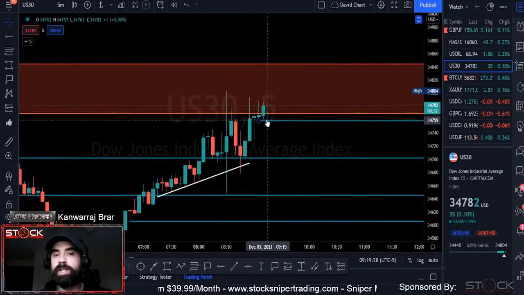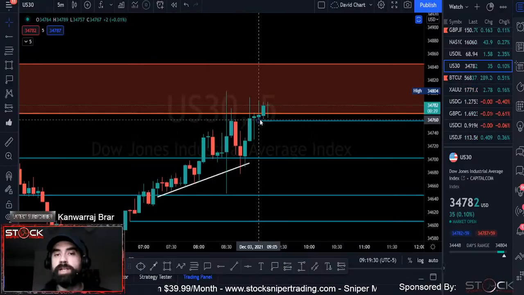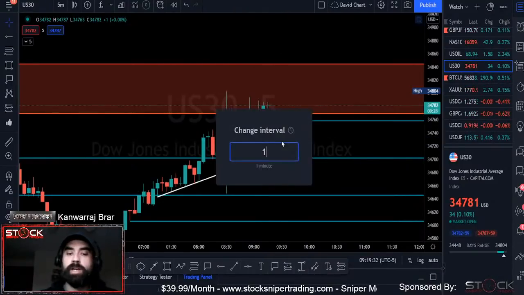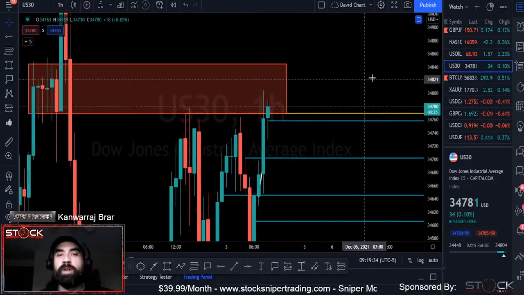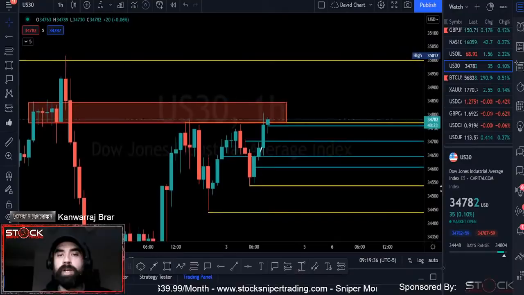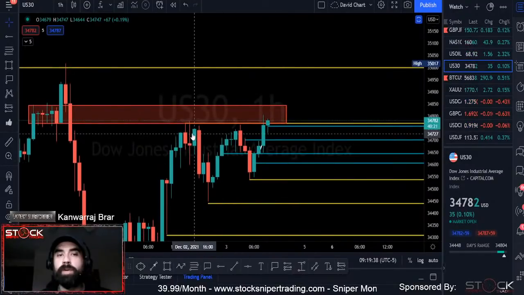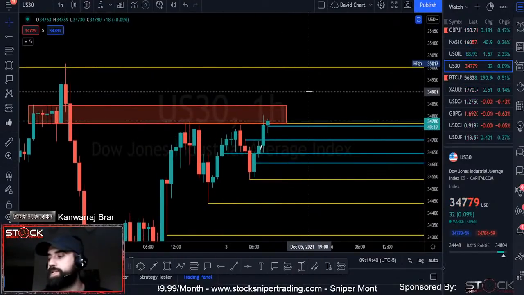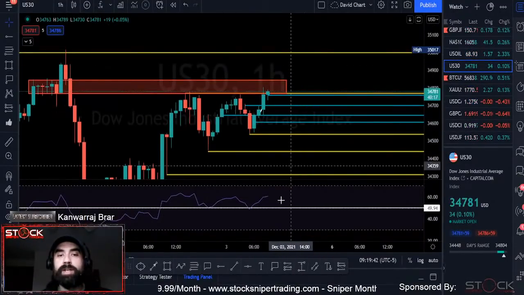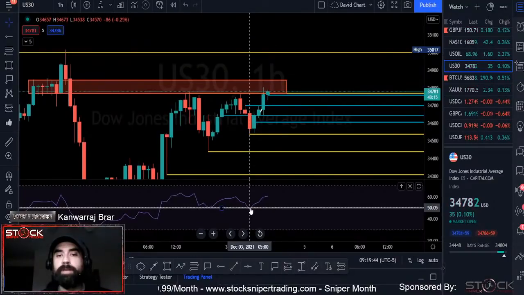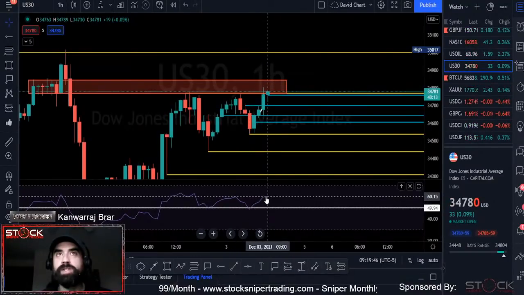US 30 is still holding nice support here. It's very extended. Let's check it on the hourly. All right, you can see a nice double bottom break forming on US 30. Let's see if we're going to get an overall push or if it's going to get some resistance here. You can see we bounced above that 50, and it's still holding.